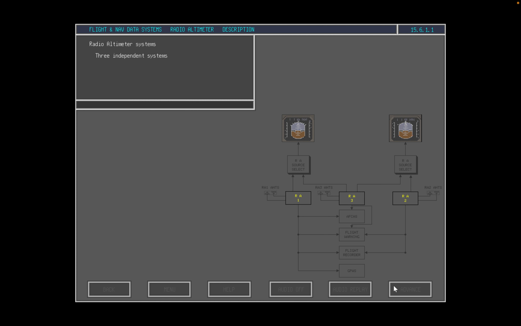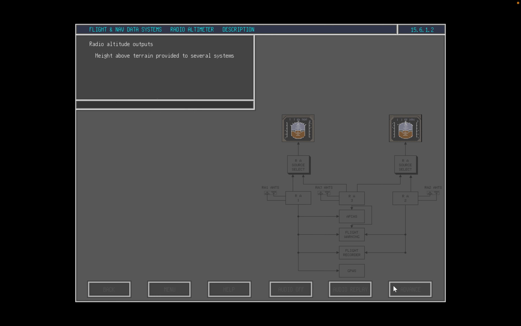There are 3 radio altimeter systems. Each system comprises a transmitter with antenna and a receiver with antenna. The transmitting and receiving antennas are combined into a single unit. The 3 units are located at the bottom of the aircraft's fuselage. There are no controls associated with the radio altimeter systems, and tuning is not necessary.